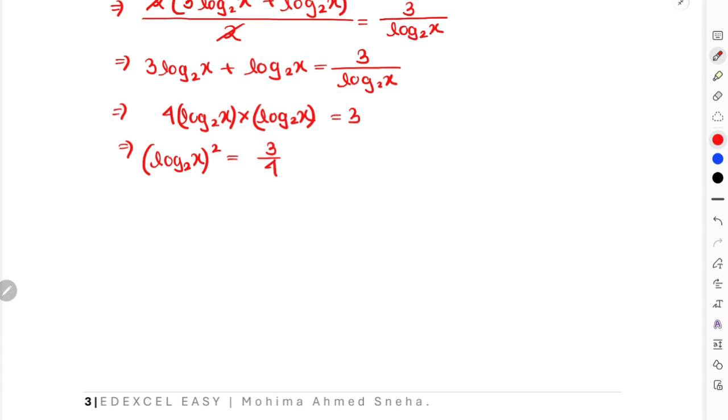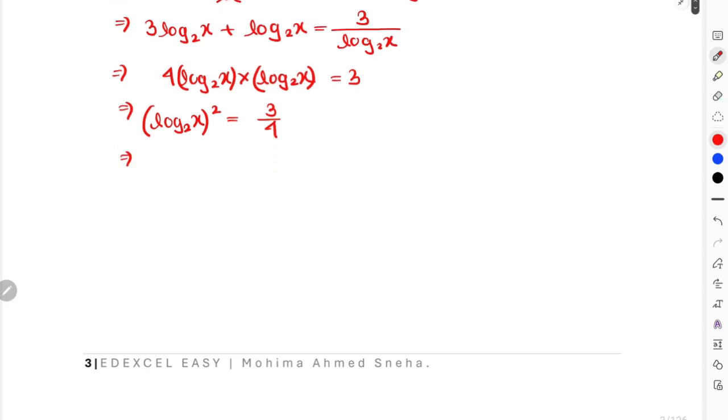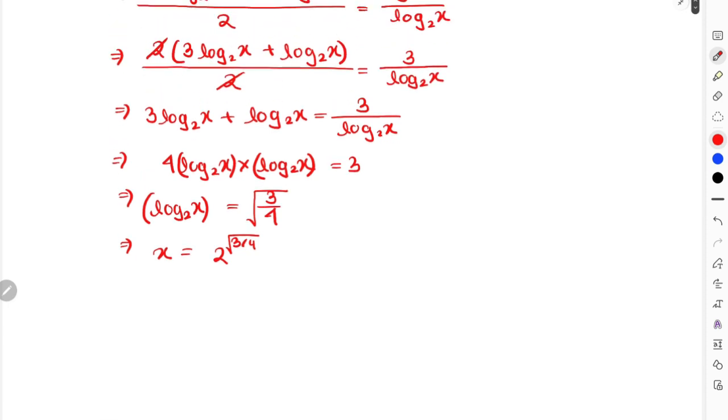I'm just taking that 4 to the right hand side. Again, if you take that square to the right hand side, this will be 3 over 4 under a root. And eventually, if you take that base to the right hand side directly, you have x equals 2 to the power of 3 over 4, everything under a root. And if you calculate this directly, this will give you the final value for your entire solution.